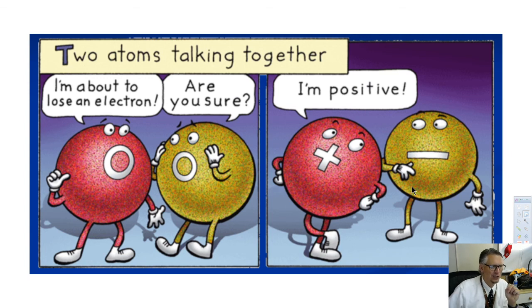I like this. Two atoms talking to another. I'm about to lose an electron. Are you sure? I'm positive. Okay, so actually, this is going to be ionic bonding because we have a positive ion formed because it lost an electron, and we have a negative ion formed because it gained an electron.